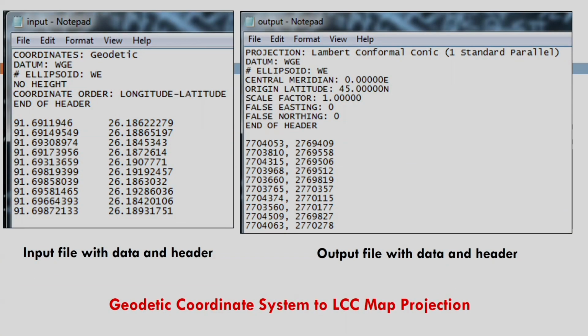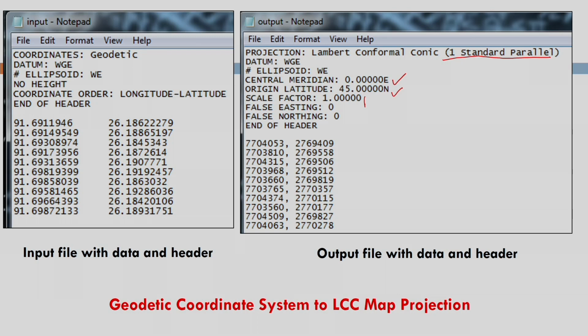Now coming to the geodetic coordinate system to LCC map projection. What I am doing here is, this is my input file which I have already prepared, and now I am converting. In case of LCC, you see it is one standard parallel, that is a tangent system. It is touching the surface of the earth at this standard parallel. So the central meridian is this, and the origin of latitude is this, then scale factor, and false easting and false northing. Since in the LCC projection one or two standard parallels are user specified, we need to specify false easting and false northing.